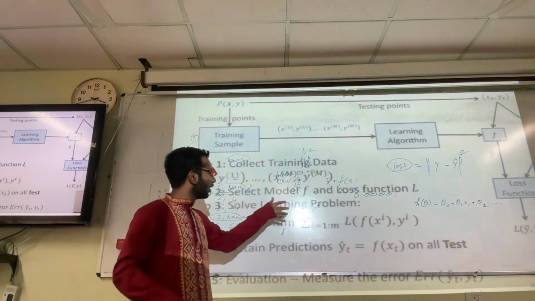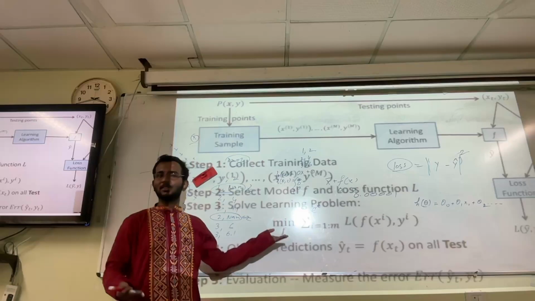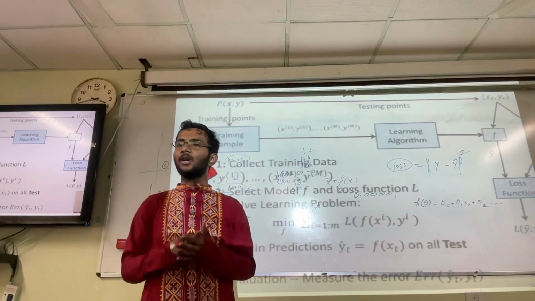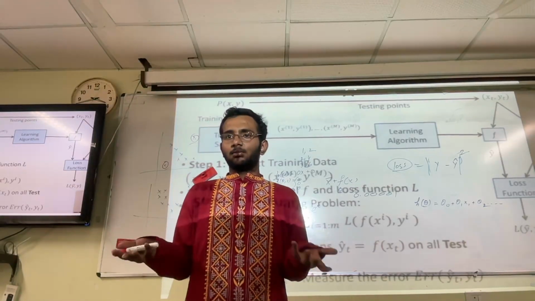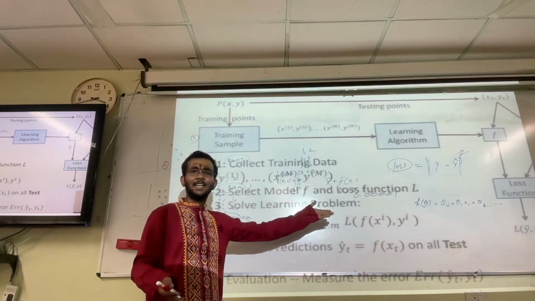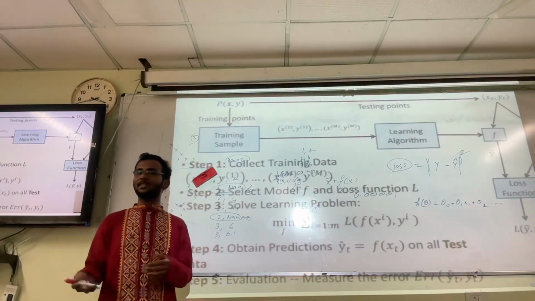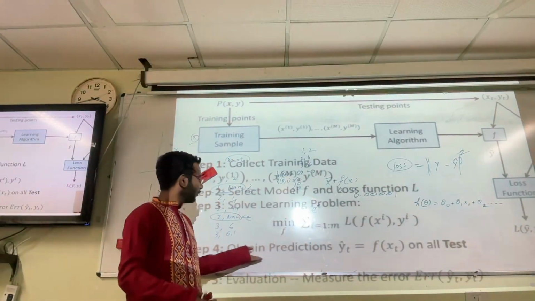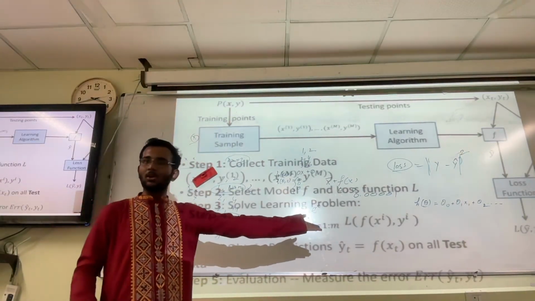Let's go to this: solve the learning problem. What we have to do is minimize this loss. Obviously, to make the model more accurate, we have to minimize the error it has. That's as simple as that. Minimizing the error will give you accurate predictions on other data, and we will obtain the predictions on all the test data.